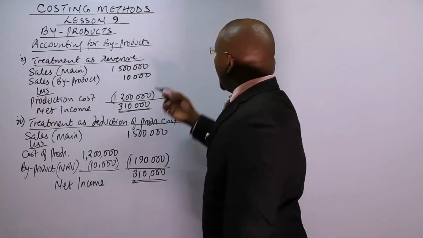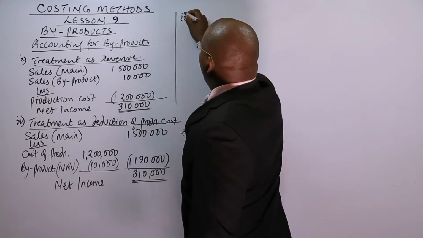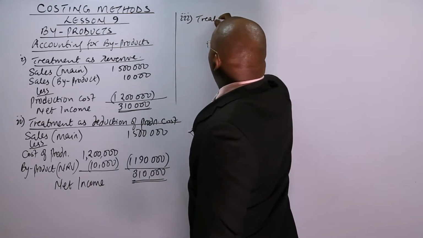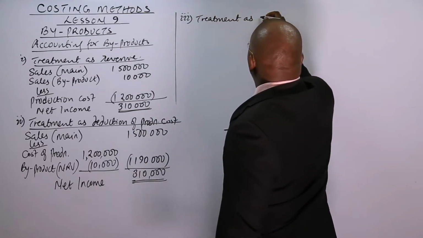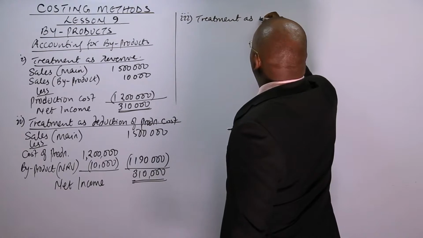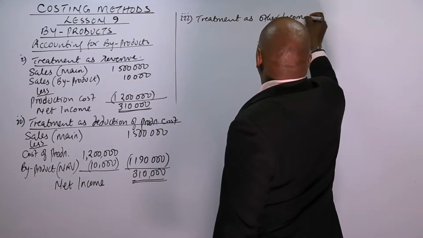Then the last one, Roman 3, is treatment as other incomes.